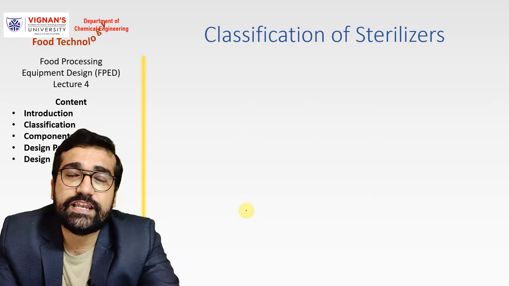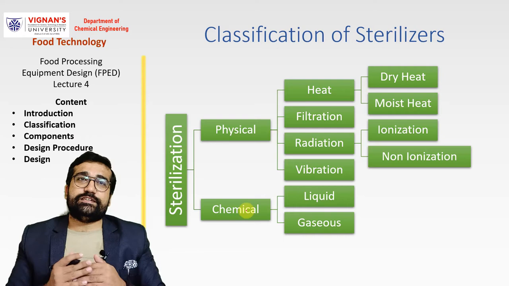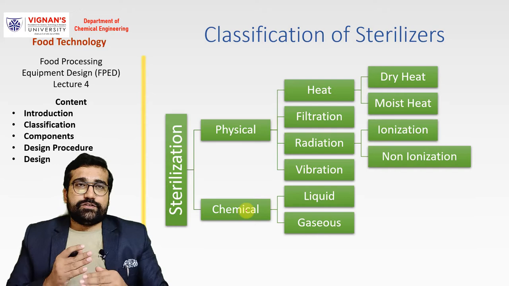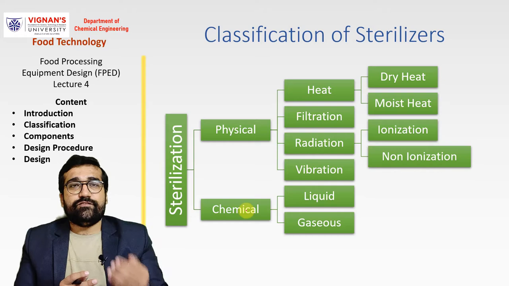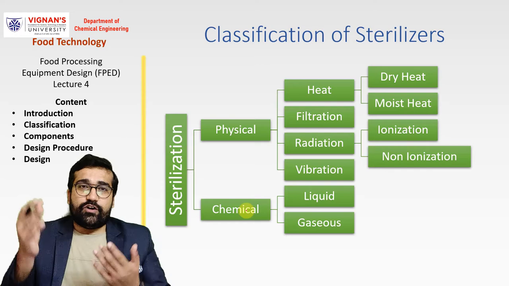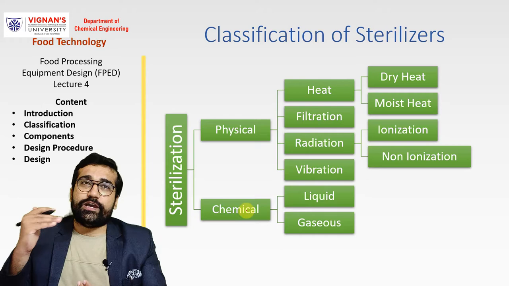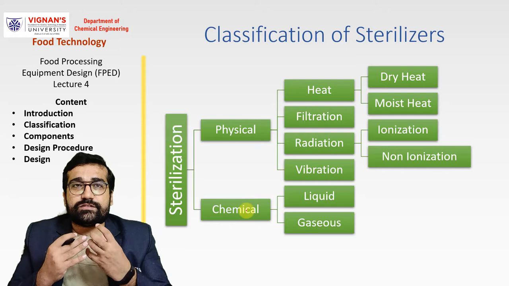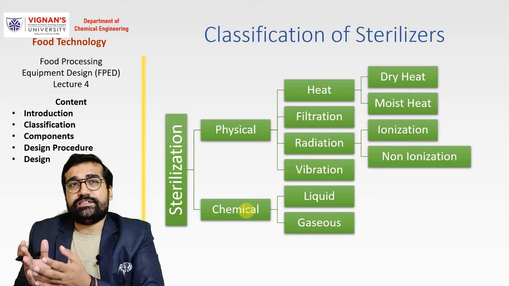So next is classification of sterilizer. Generally we classify sterilizers in two types. One is physical sterilizer and the next one is chemical sterilizer. Physical sterilizers are sterilizers in which we use heat, filtration, radiation, vibration. Heat sterilizers are either dry heat or moist heat. Our steam sterilizer which we are going to design falls under the moist heat type. Whereas in dry heat we generally pass hot air, like hot air ovens, which can be considered a dry heat type sterilizer.